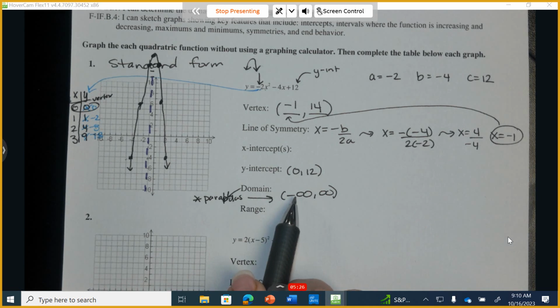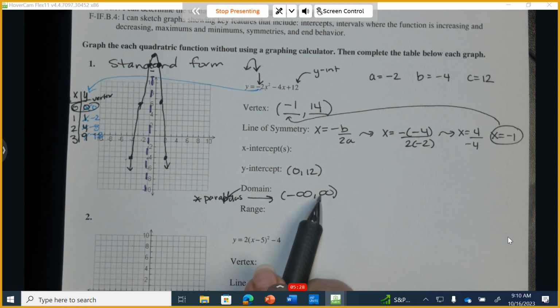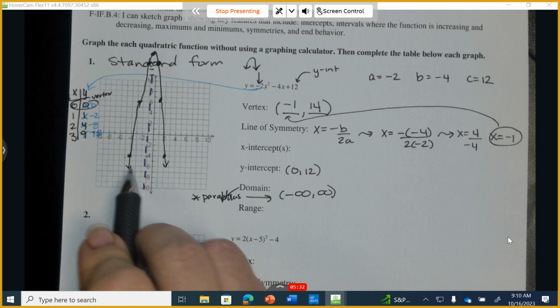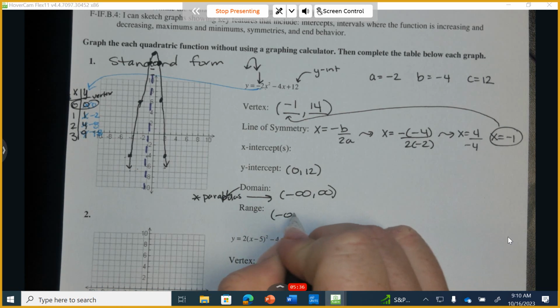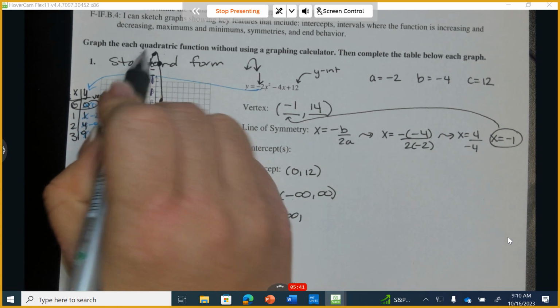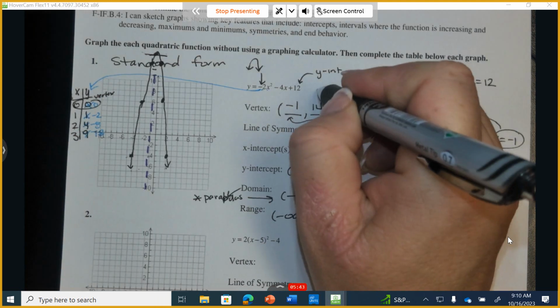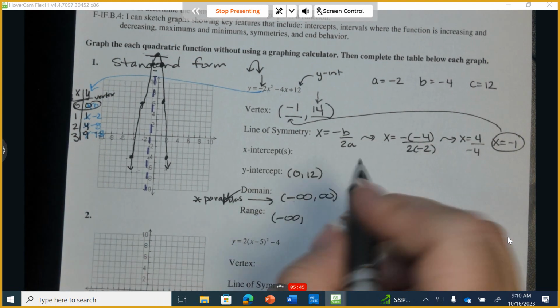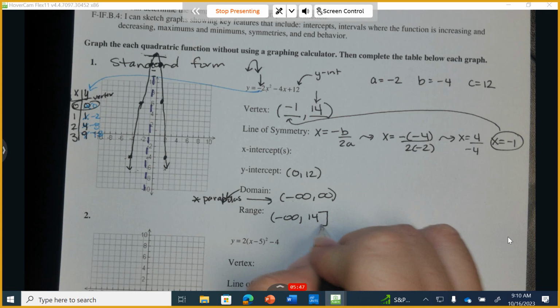Now the range is a little different. We always have to identify the smaller of the two numbers first. So if there's a negative number, it's the smaller of the two negative numbers. These arrows are going to tell us that there's no limit how low this goes, and the range is describing the y values, but it goes up as high as 14, and that's part of the graph.